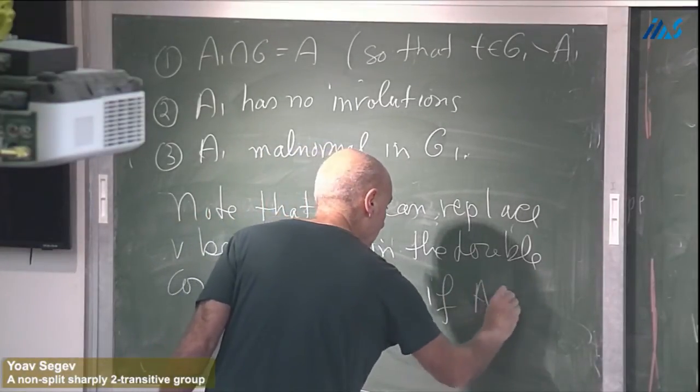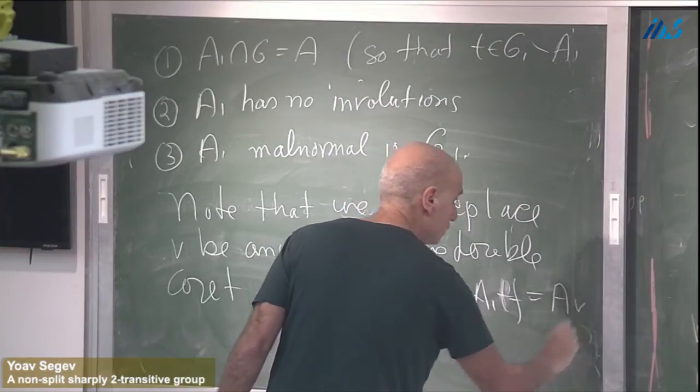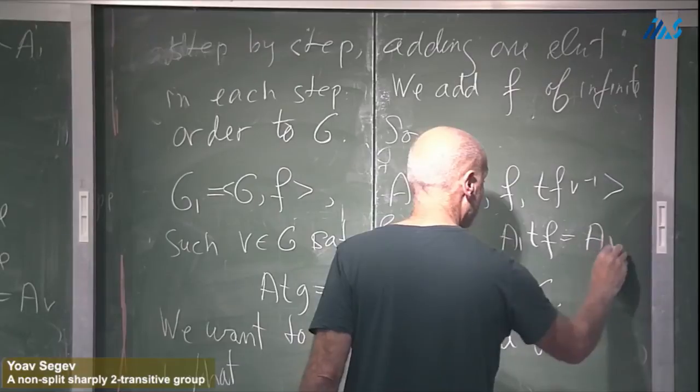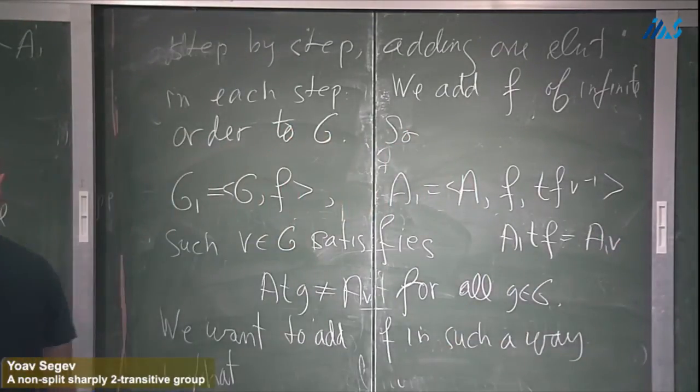the choice here automatically says that A1TF is A1V. This is just by the choice of f. So f is the element that will take this coset to A1V, and we can replace V by any element of this double coset, because if we can get from A1T by f to A1V, then A1TfA equals A1bVa for all a, b in A. So if we can get to V, we can get to any element in the double coset AVA.